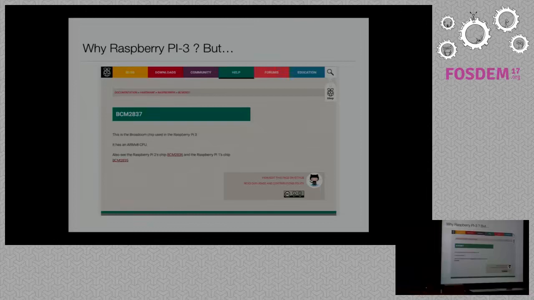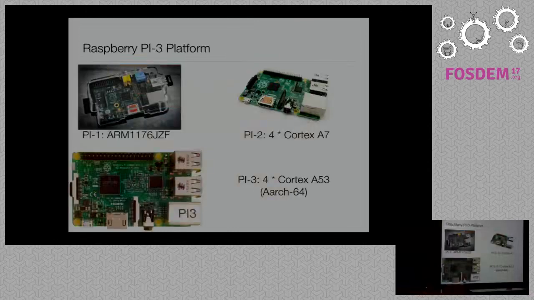So maybe you know about the Raspberry Pi family. The first one was the Pi 1, which is based on a rather old ARM core. The Pi 2 was much more interesting because it's based on a new core, and there are 4 cores, so I wanted it. And the last one is even better because it has 4 64-bit cores. So I want it, and I want to use it.